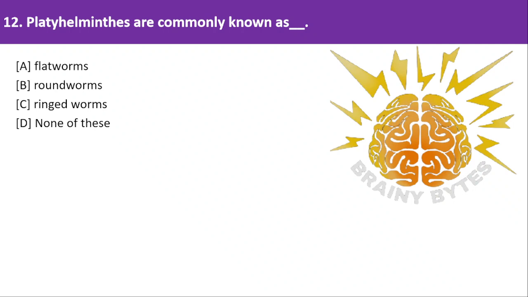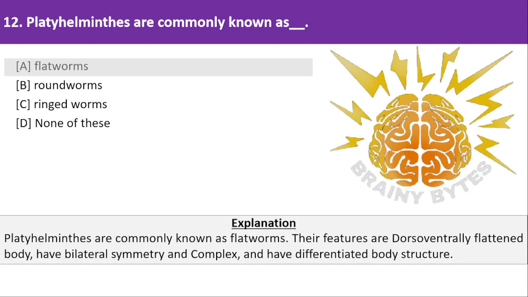Question number 12. Platyhelminths are commonly known as: options are A. Flatworms, B. Roundworms, C. Ringed worms, D. None of these. Correct option is A. Flatworms. Platyhelminths are commonly known as flatworms. Their features are a dorso-ventrally flattened body. They have bilateral symmetry and complex, differentiated body structure.